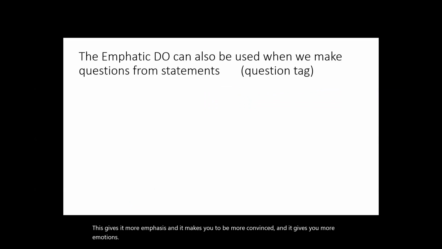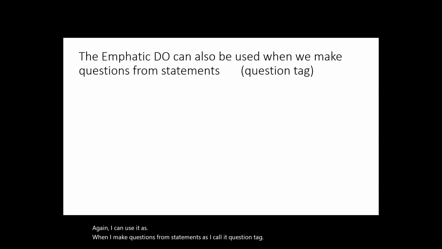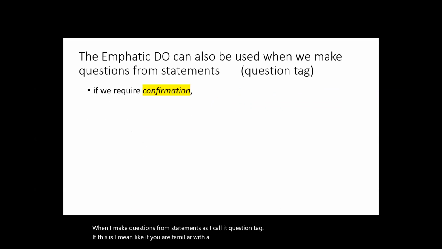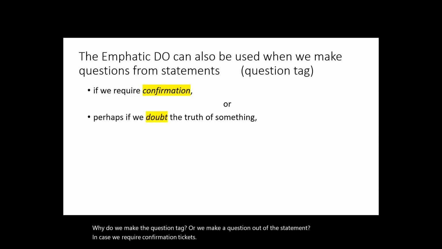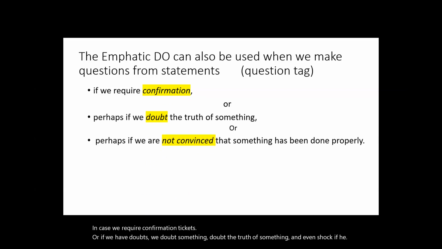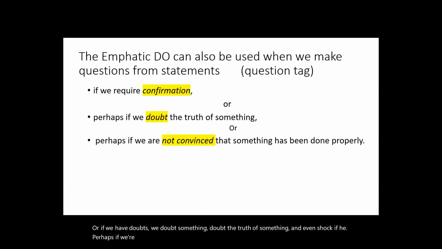Again, I can use it when I make questions from statements, as I call it a question tag. If you are familiar with a question tag, let's see how, okay? Why do we make the question tag, or we make a question out of the statement, in case we require confirmation, تأكيد, or if we have doubt, or we doubt something, doubt the truth of something, يعني بنشك في حقيقة معينة. Or perhaps if we're not convinced, لو احنا مش مقتنعين that something has been done properly, انه حاجة ما تمتش على الوجه الامثل.